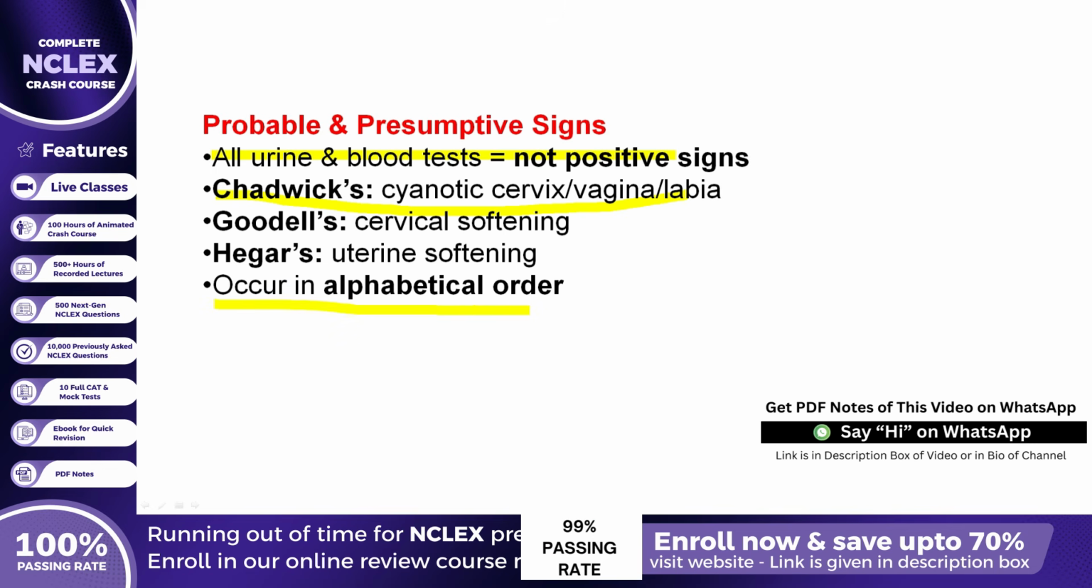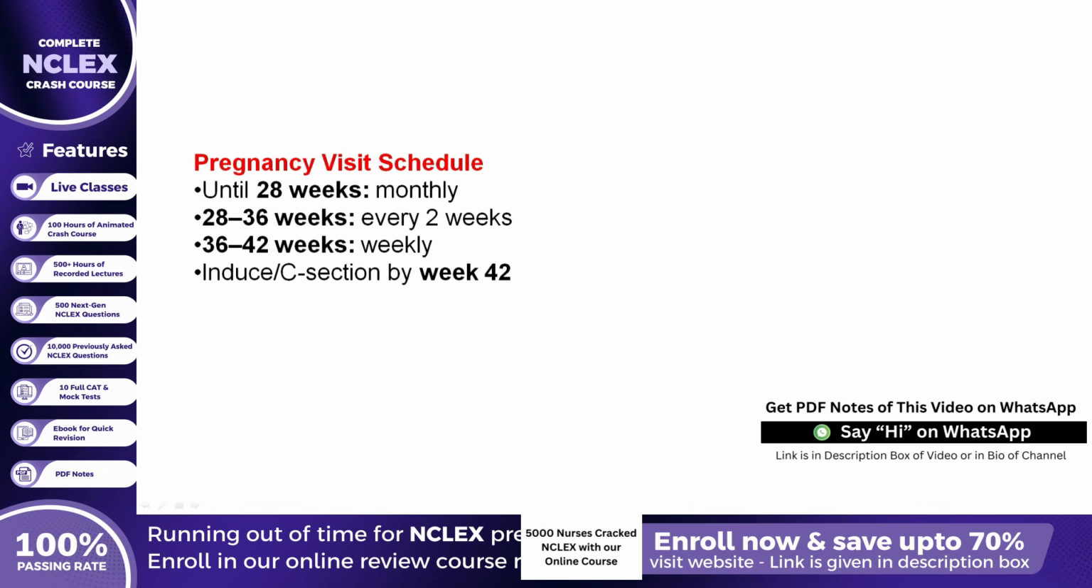Now, let us look at the pregnancy visit schedule. And to start, until 28 weeks, the client should be seen monthly. From 28 to 36 weeks, the schedule changes to every 2 weeks. Then from 36 to 42 weeks, visits become weekly. And finally, remember that induction or a C-section should happen by week 42.